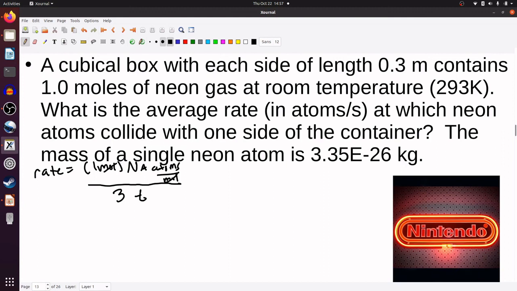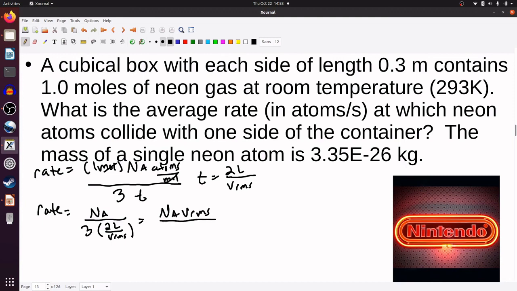Okay, well that's kind of a working model, at least. We don't know time, but I know the trick from last time. In my box, we use the fact that if we take 2L divided by the velocity, that gives us the time. Well, now we know it's actually a root mean squared velocity, so I can make that substitution down here, and I can get N_A over 3 times 2L over v_rms, and then that's going to give me N_A v_rms over 6L.